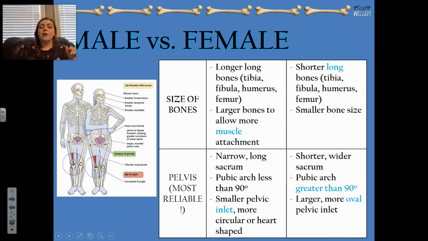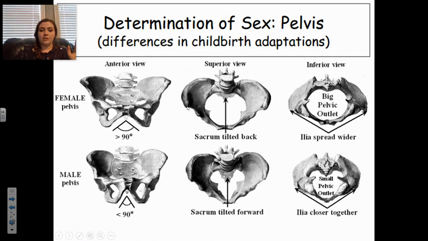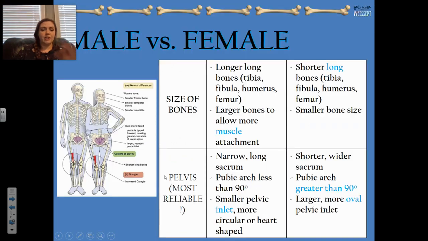For a male, they're going to have a narrow, long sacrum. So remember, the sacrum is this bone right here. Okay, so that bone right there is the sacrum. I clicked down 3 faces. Same picture. So right here, this is the sacrum, and generally those are much longer and thinner on a male.